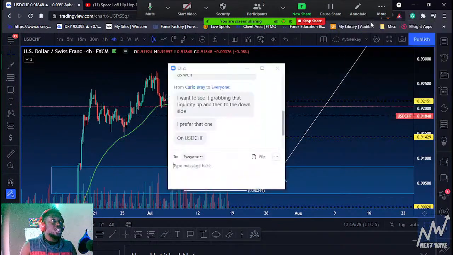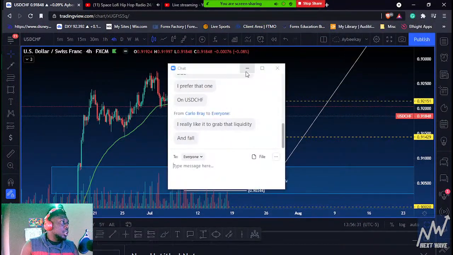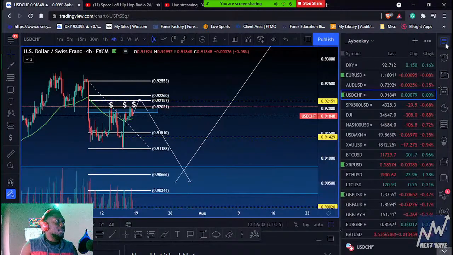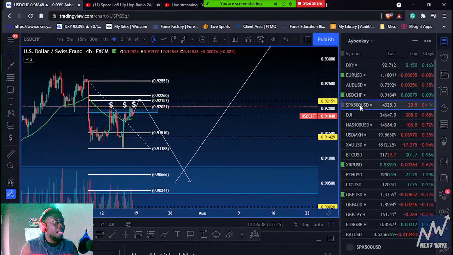Let me go ahead and check this out. I'm more likely to grab that liquidity and fall. Yeah, that's definitely the play that I'm looking for. Like I'm looking for sure. After this, yeah, I gotta look for that.